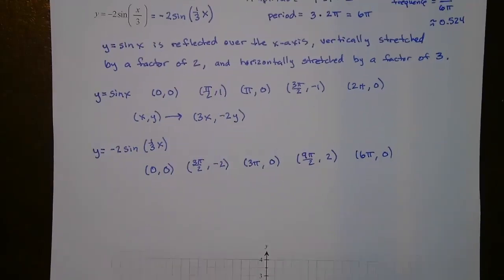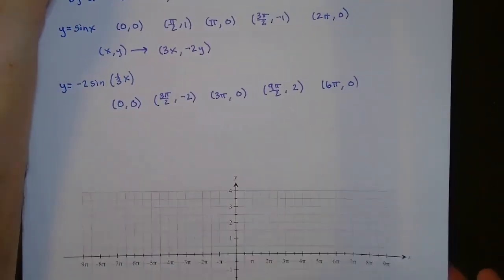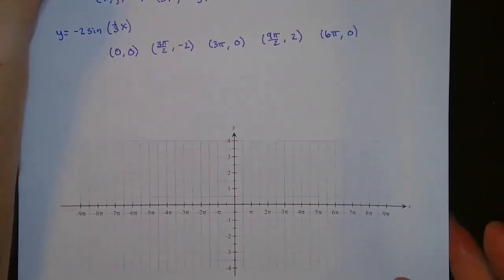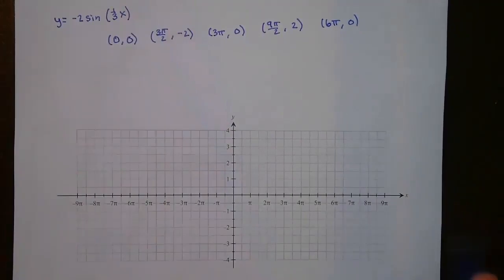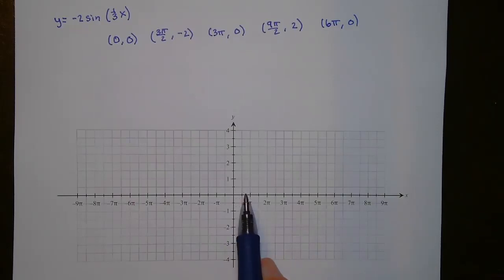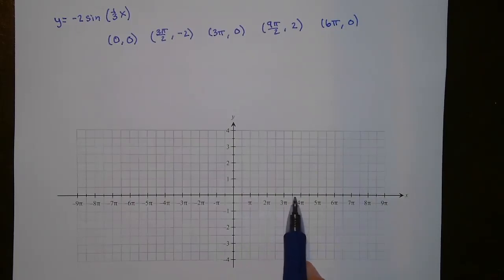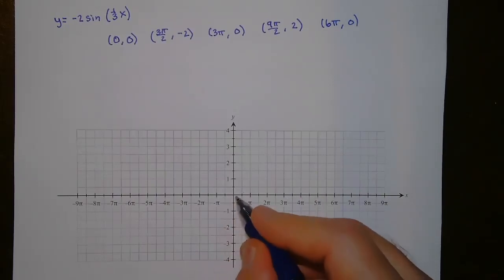All right, so I'm going to go to my graph. I'm going to slide this up a little bit. Okay, so right here is 6 pi. And if you look, from here to here is pi, so this would have to be pi over 2. So this is 1 pi over 2, 2 pi over 2, 3 pi over 2, 4 pi over 2, 5 pi over 2, 6 pi over 2, 7 pi over 2, 8 pi over 2, 9 pi over 2, and so on. So we have 0, 0.